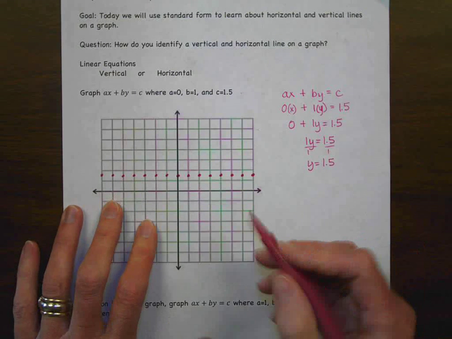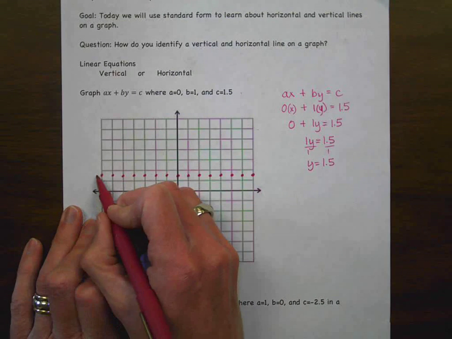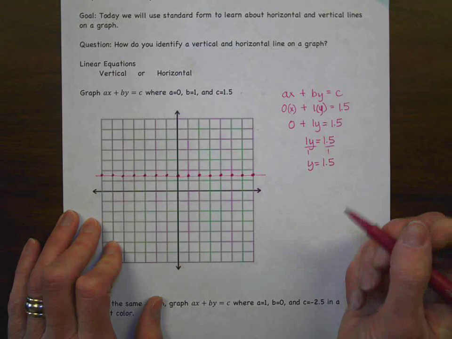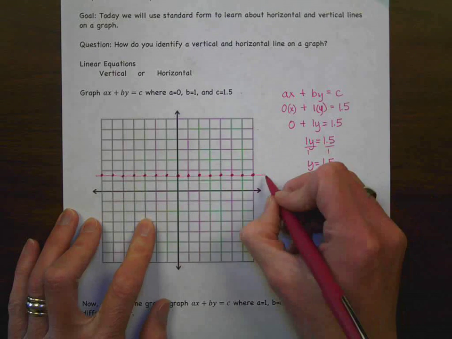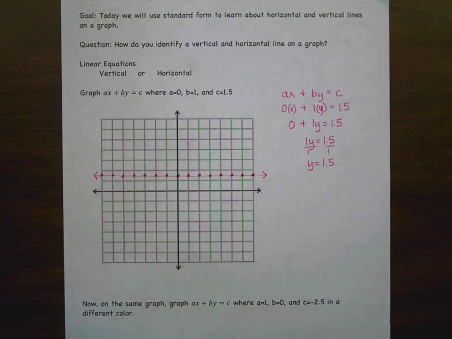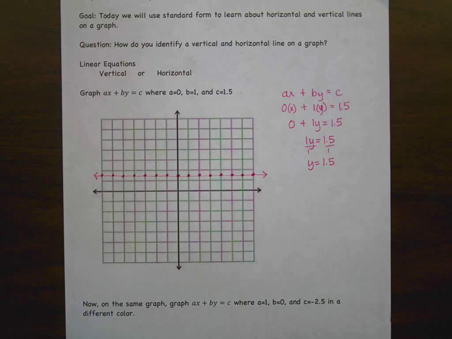Well, when you get done doing that, what is the line that you see? If you're looking carefully, you will notice that that gives us a horizontal line, and it's all crossing the y-axis at 1.5. Okay, so that's kind of cool. So now let's try another one and see what happens.